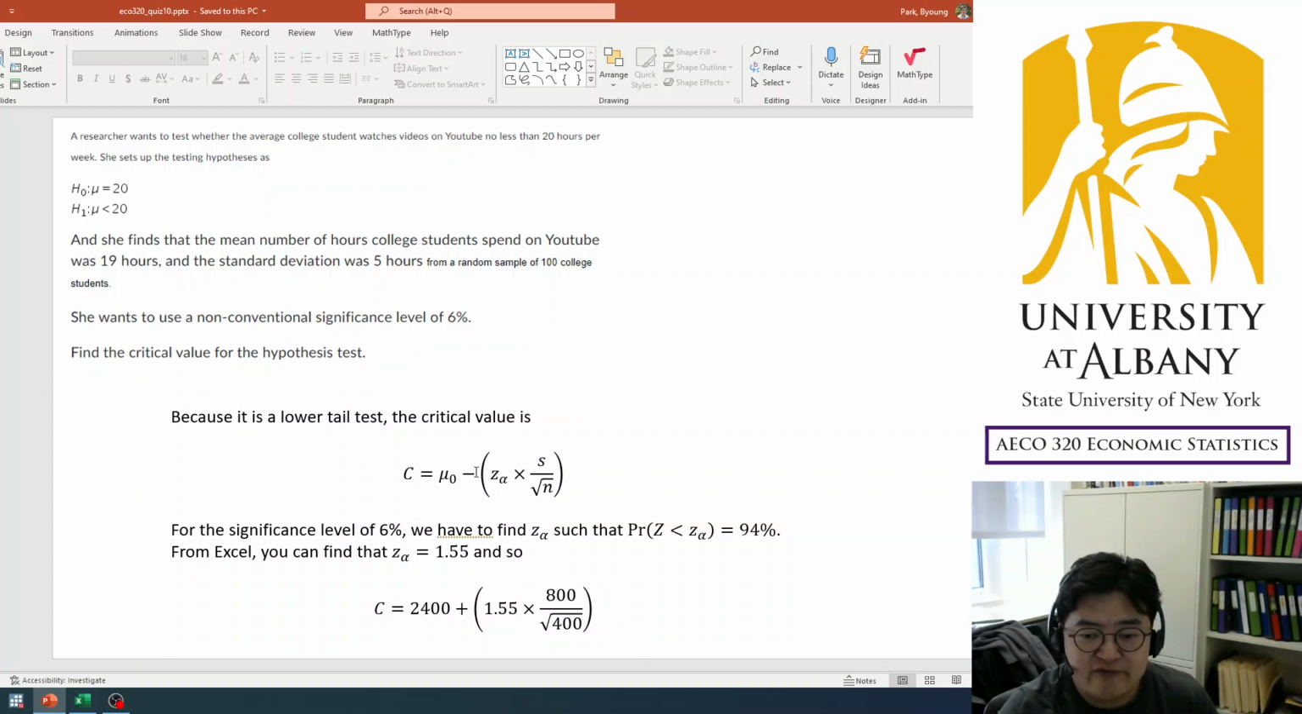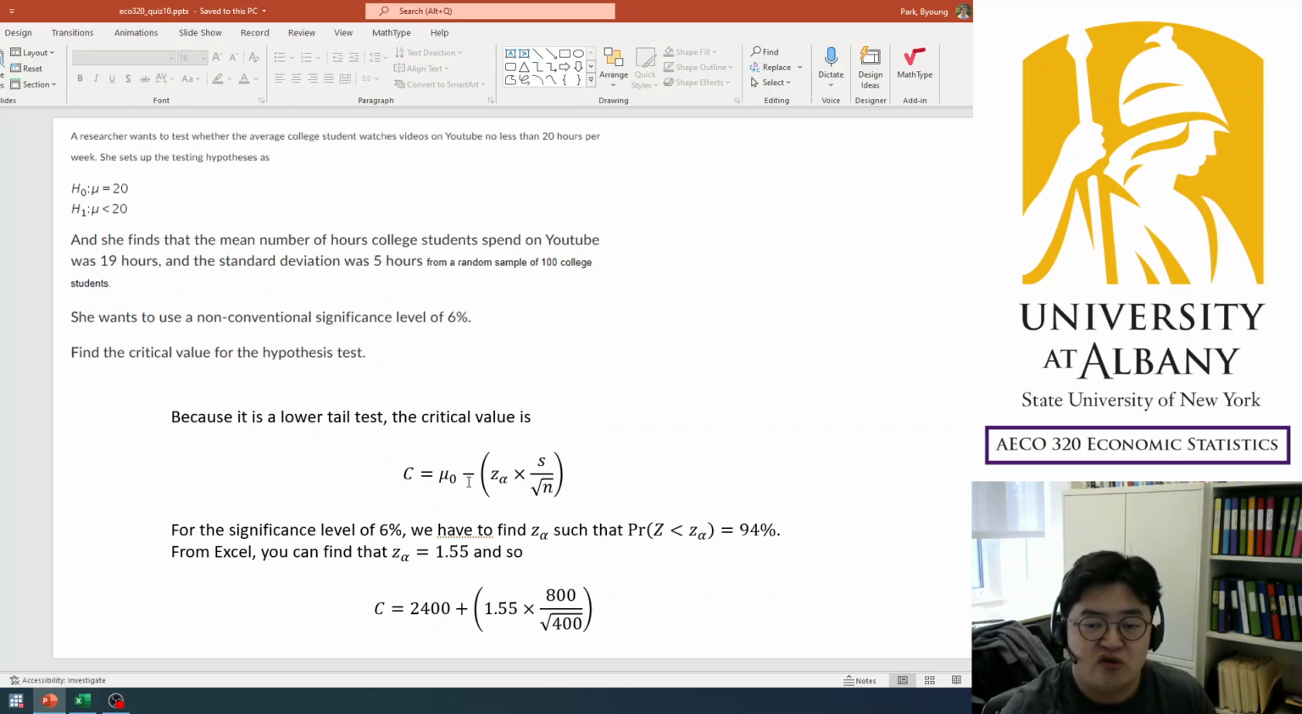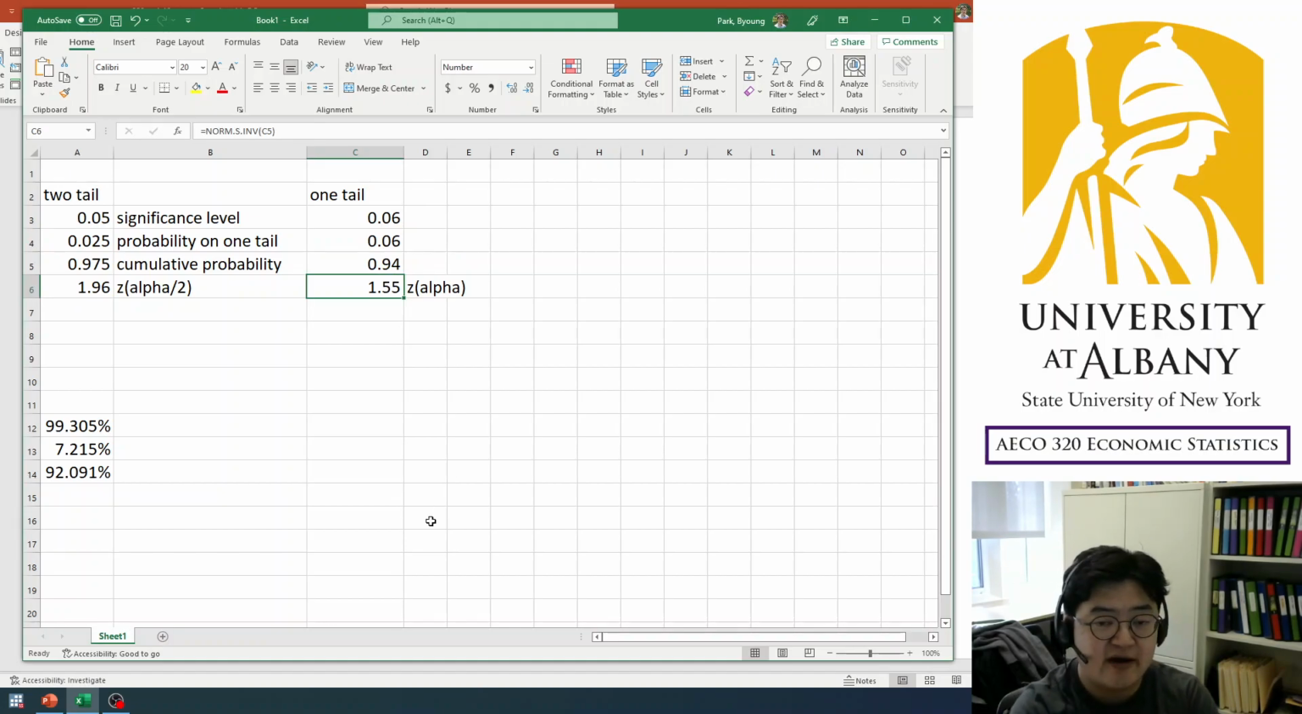So you have to change the sign to minus. Earlier in the previous question we considered plus here, but now you have to use minus. And this is also z alpha, right? Not alpha over 2. That is the same as before. Another strange thing here is the significance level is 6%. So you have to find the correct z alpha by yourself from Excel. I made already a worksheet. If you put 6%, you will get 1.55 here.